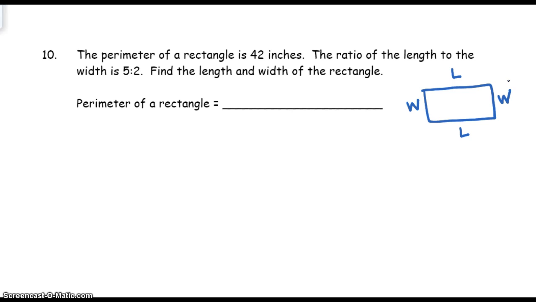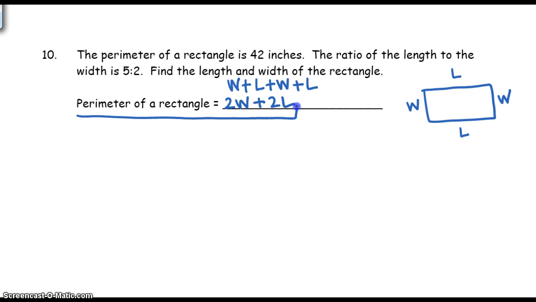Add all the sides. So if we look at this picture right here, it's W plus L plus W plus L, right? So I'm going to write it above here. W plus L plus W plus L. Well, W plus W is 2W. And L plus L is 2L. So the perimeter of a rectangle is going to be this right here. It's what you're going to use.